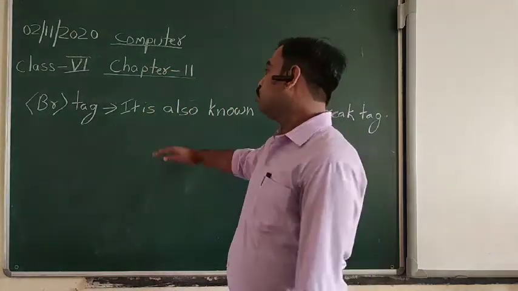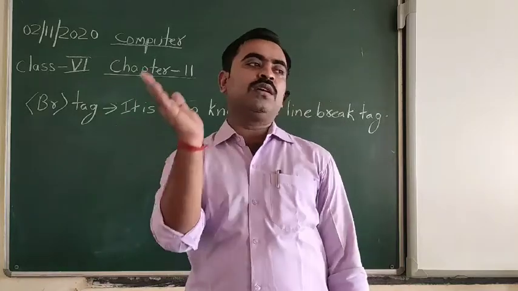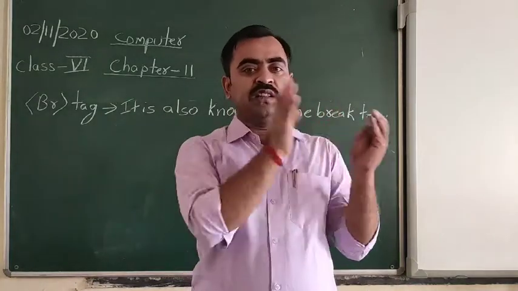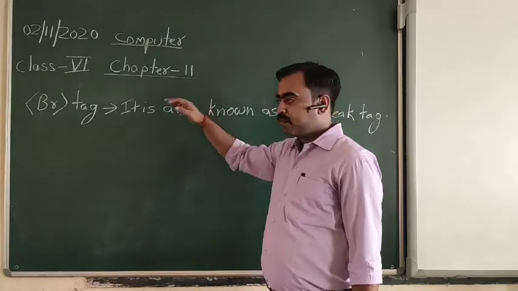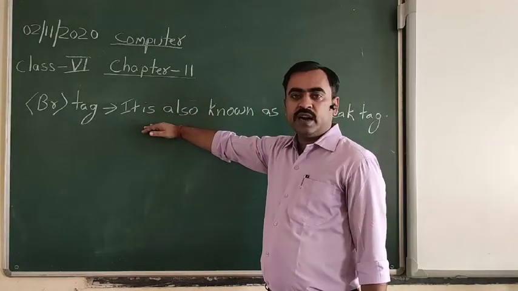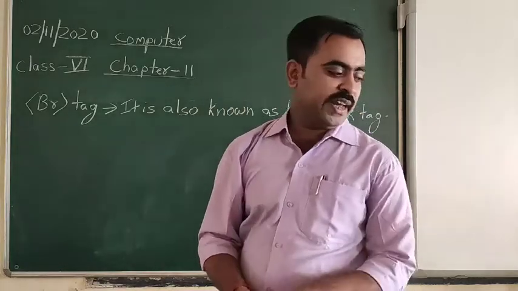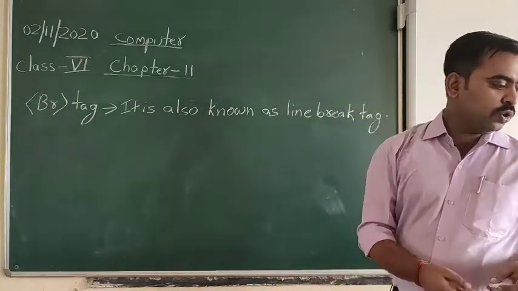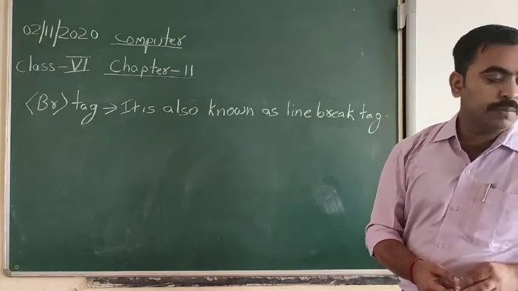So in order to break the line or to move the cursor to write the text in a new line, we generally use the BR tag. We have the BR tag to break the line and to move to the new line. So to simply end one line and jump to the next line, we use the BR tag.